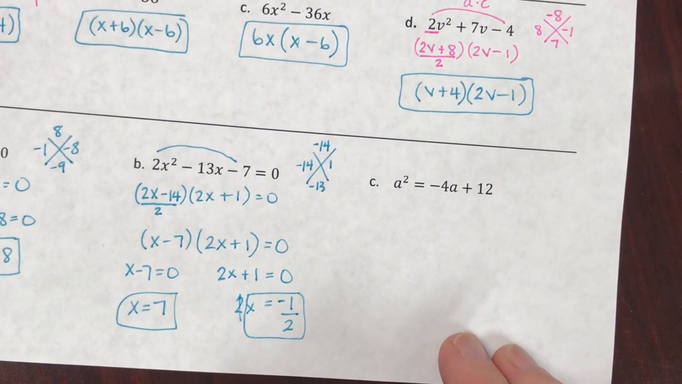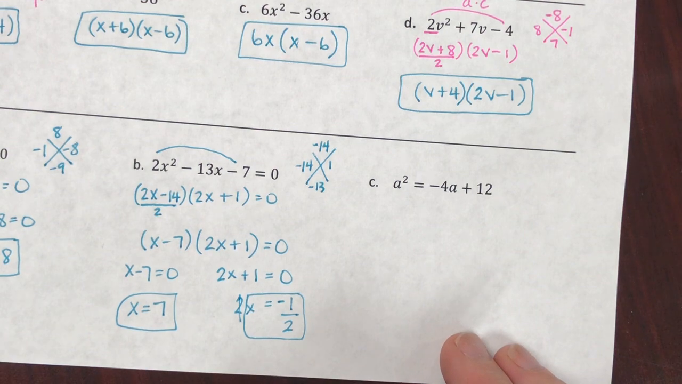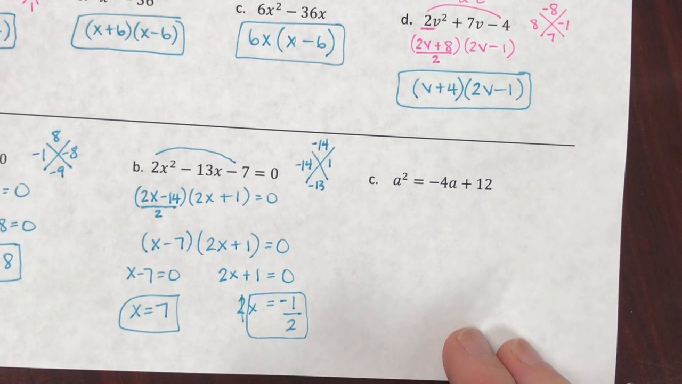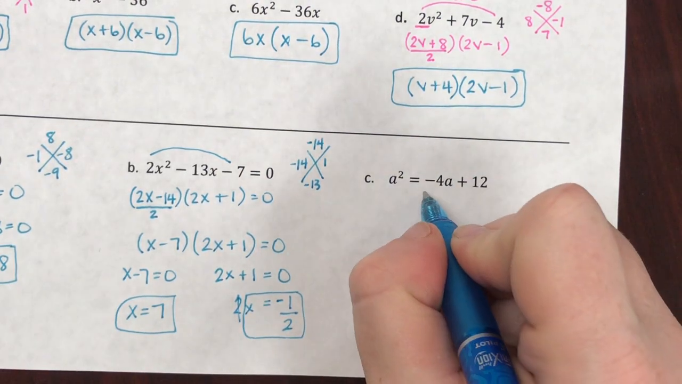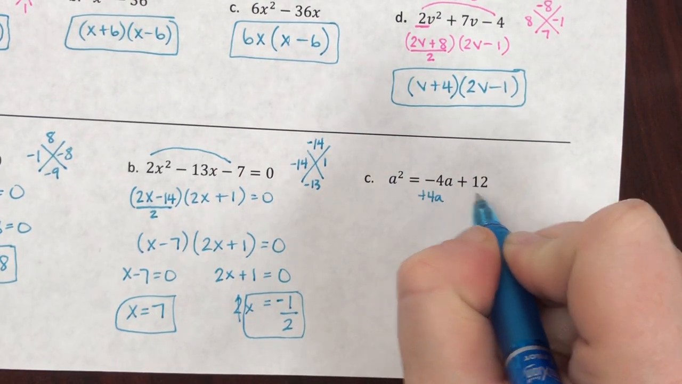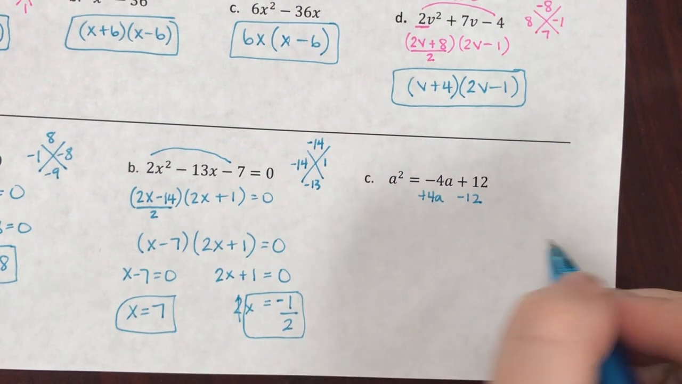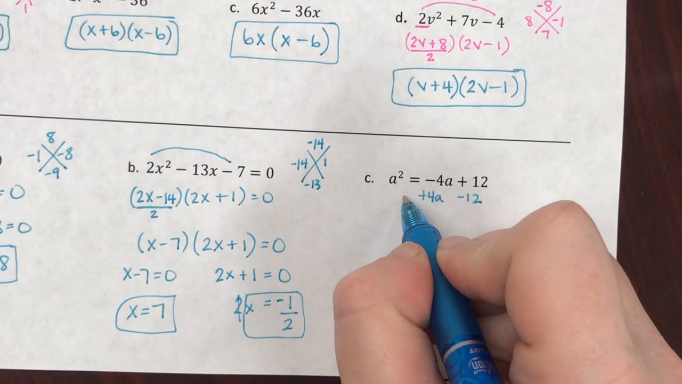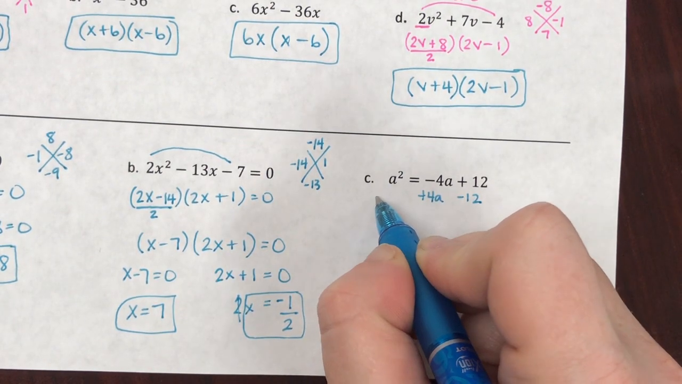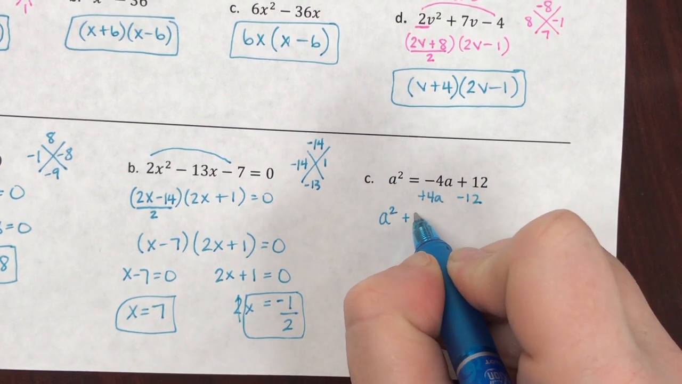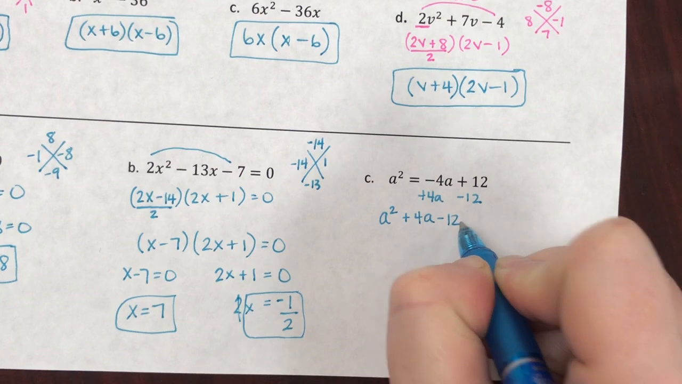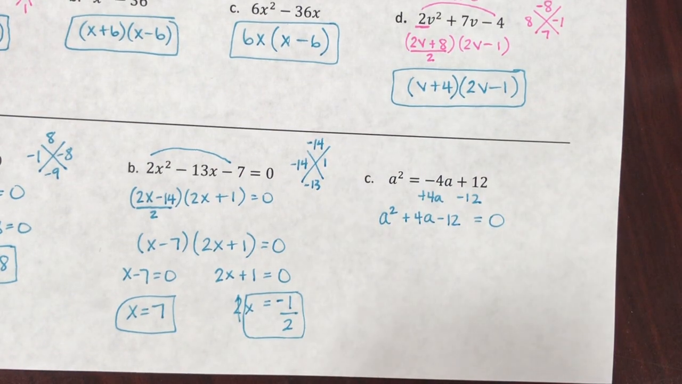On C, we've got to have the equation equal to 0 before we can solve. So we're going to start by moving these terms to this side of the equation. So I get a squared plus 4a minus 12 equals 0.